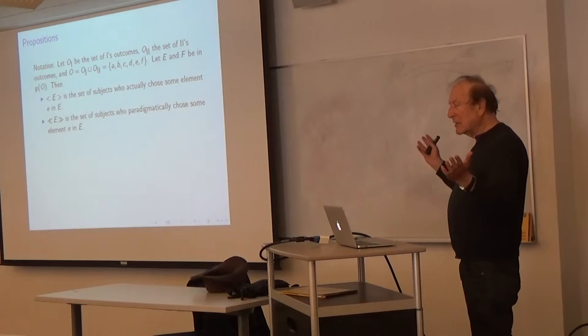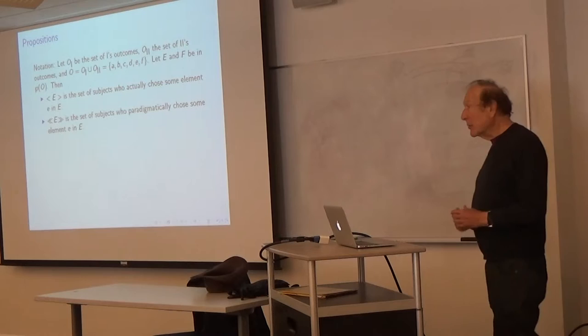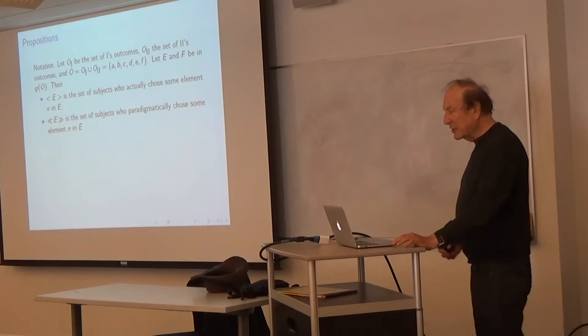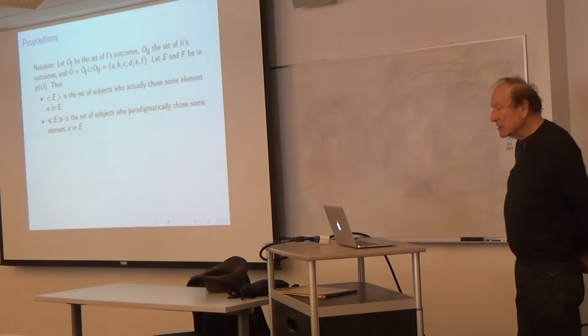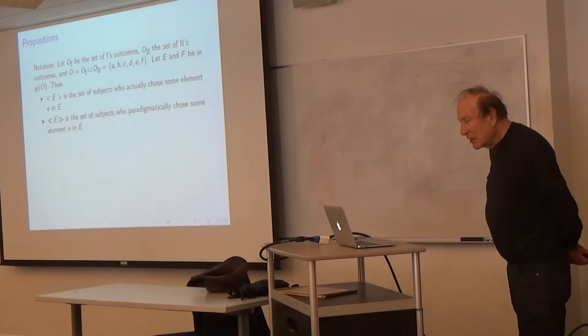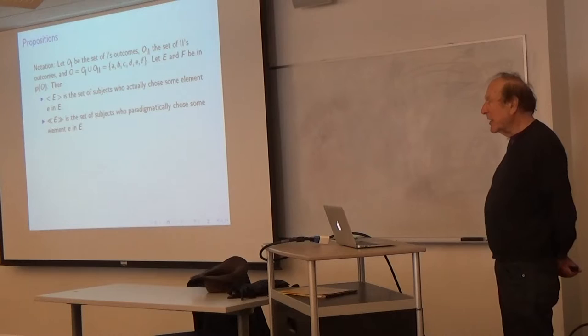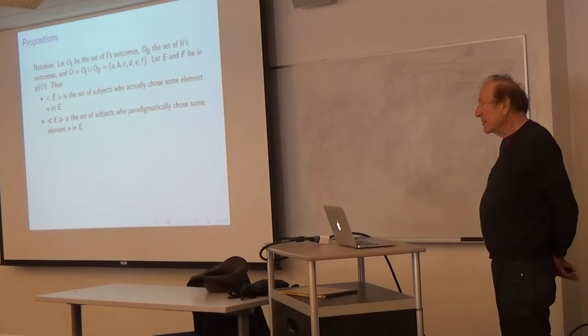Okay? And that's it. That's the theory. Not much there in the theory. But the theory will give rise to an algebra of events and a probability function. So if O1 is the subset of experiment 1's outcomes and O2 is the subset of experiment 2's outcomes, let O be the set of all outcomes, and E and F be in O, then I have these two concepts. Bracket C, regular bracket C, is the set of subjects who actually chose some element of C. And that's just the experiment theory.